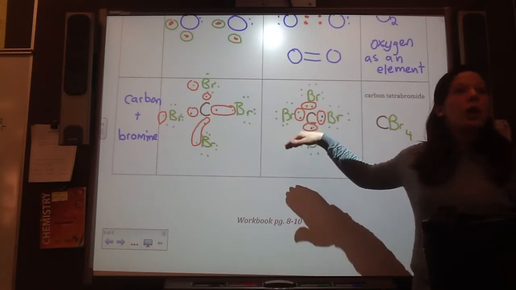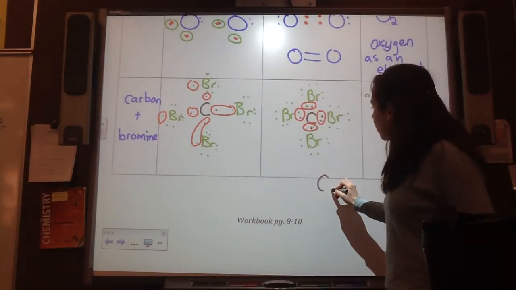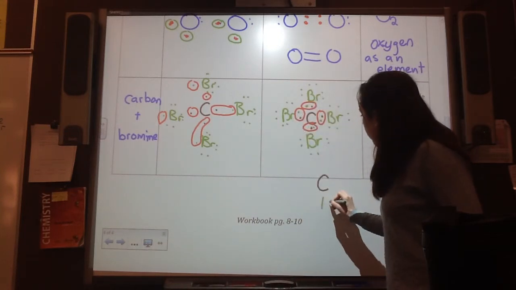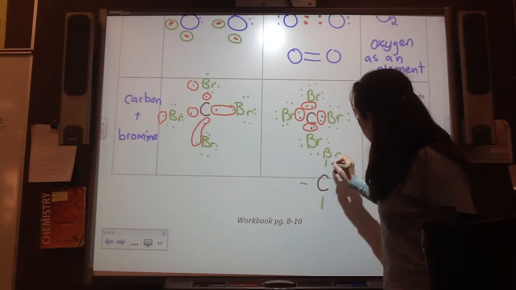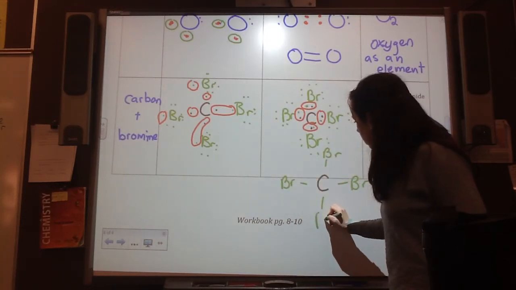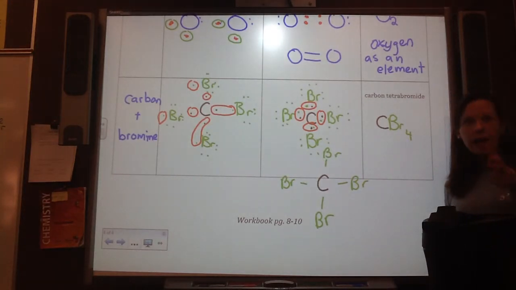Okay, so how could I simplify this? You could draw the C, and then 1, 2, 3, 4, bromine, bromine, bromine, bromine. So that's simplified. The line just represents shared electrons. One pair of shared electrons. You don't have to know that. That's what we'll do in Chem 30.